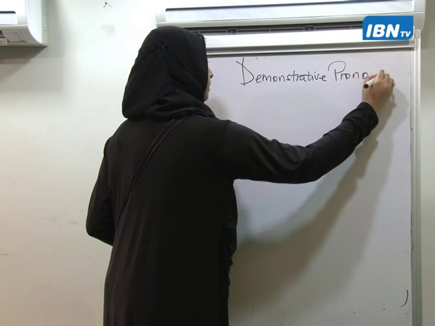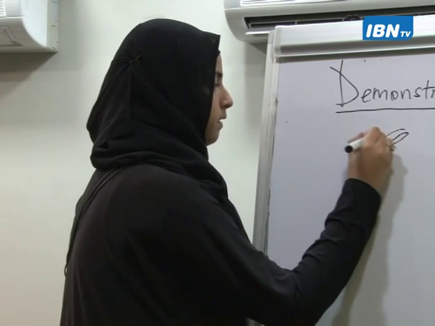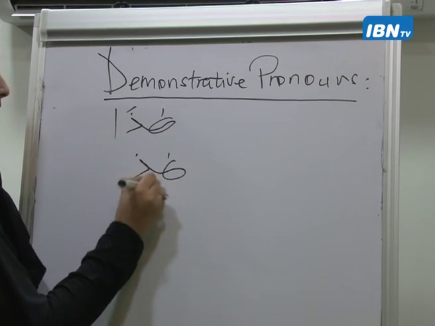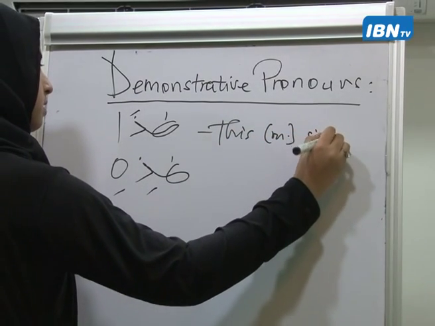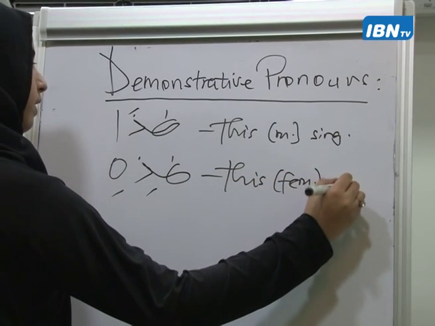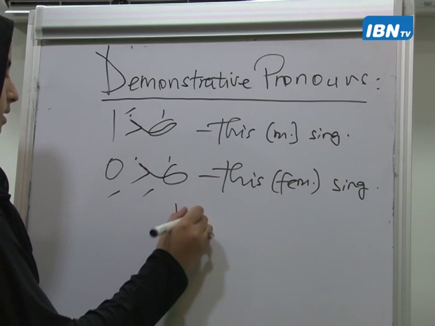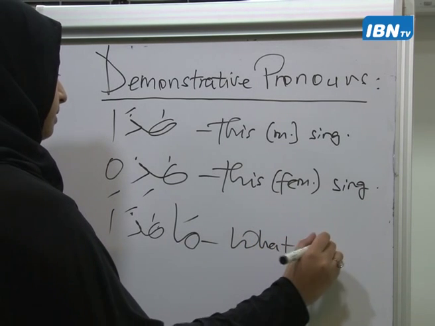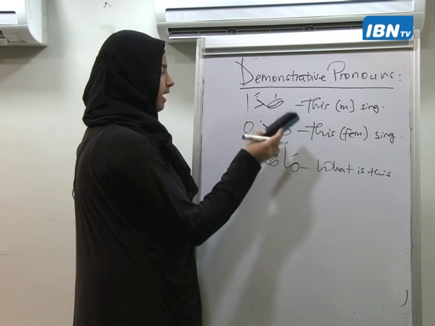So what had we done? We did hadha, masculine singular. Then we went on to feminine singular, hadhihi, which means this for feminine singular. And then we moved on to ma hadha, meaning what is this? Obviously this does not come under demonstrative pronouns. We just have hadha and hadhihi.